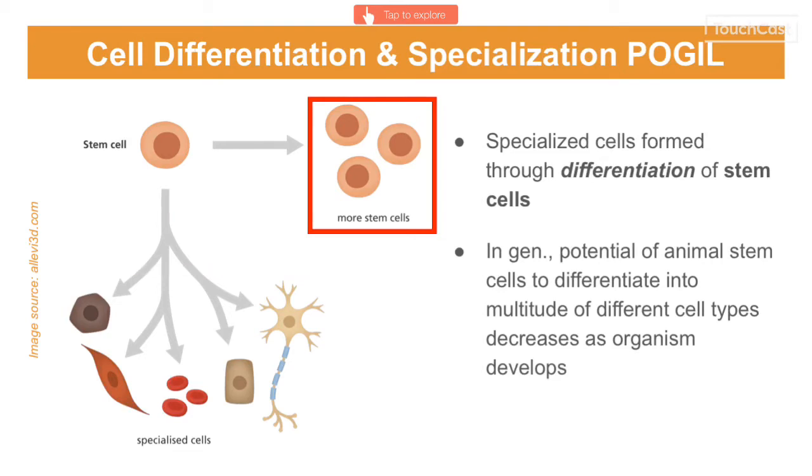Now, the same is not necessarily true for plant cells. Plant cells seem to retain their ability to differentiate into many different types of cells, but in animals, this tends to be a general rule of thumb, although there are exceptions.